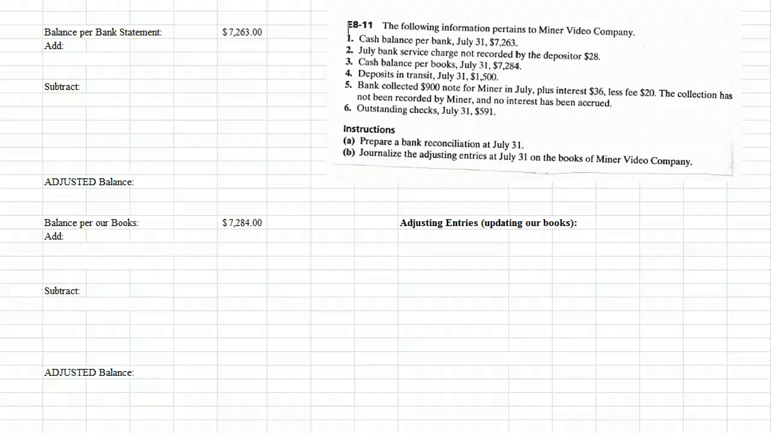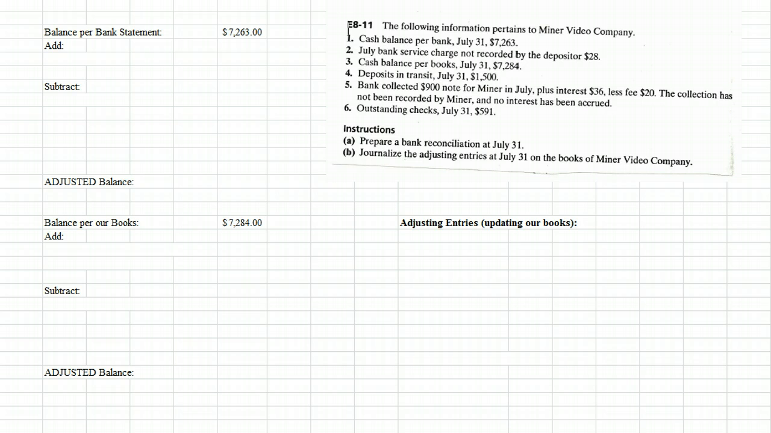Perhaps the most important lesson in Chapter 8 is reconciling the bank account. So at the end of the month, we get a bank statement that says we have X dollars in the bank. We look at our checkbook, it says we have Y dollars, and we have to explain that difference and then adjust our books to reflect anything that we learned in that process.